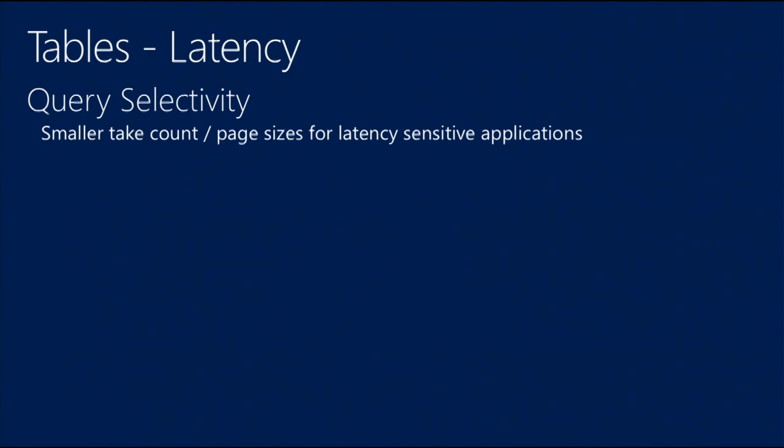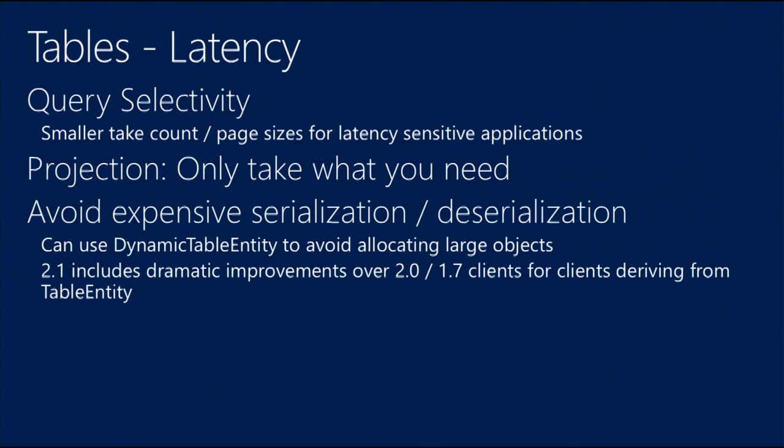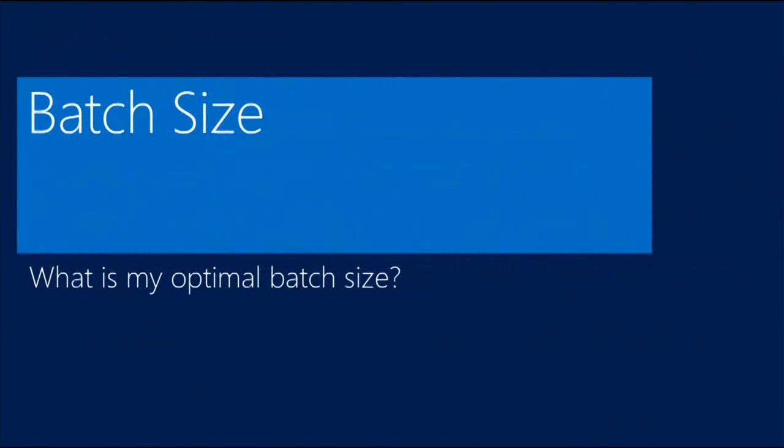And then latency, query selectivity. The smaller the take count or page sizes, the fewer number of entities that I have to iterate potentially in the server, the lower latency. Projection, again, take only what you need, especially when you're receiving a large number of entities. Reducing the size of that payload is helpful. And then avoid expensive serialization and deserialization. We have a couple different options in the 2.0 libraries. There's a dynamic table entity to avoid creating these huge objects with lots of properties. So it's basically a hash map approach. And then 2.1, again, with the compiled serializers, can dramatically improve performance.